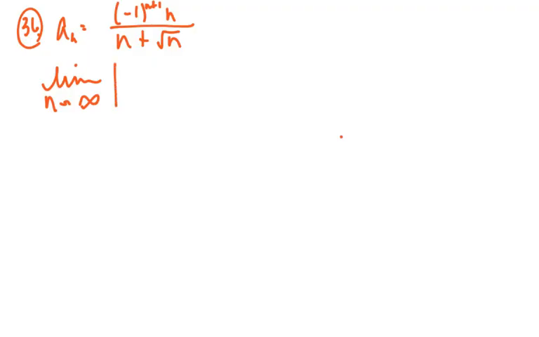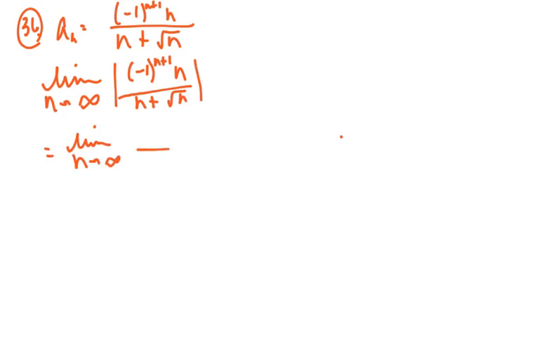Number 36. It says a sub n equals negative 1 to the n plus 1 times n over n plus the square root of n. Now, when we look at this, we want to look at the limit as n approaches infinity. And we want to look at the absolute value because it's an alternating sequence. So when we look at the absolute value, it equals the limit as n approaches infinity of n over n plus the square root of n. Now, if you plug in infinity, you have infinity over infinity, indeterminate form. So you have to try a different technique.